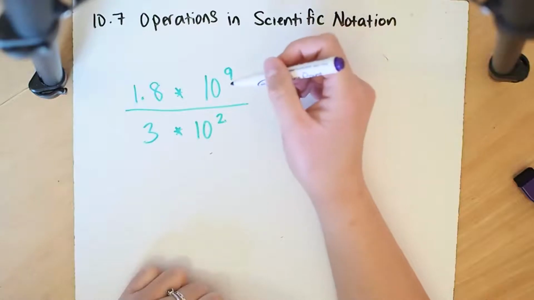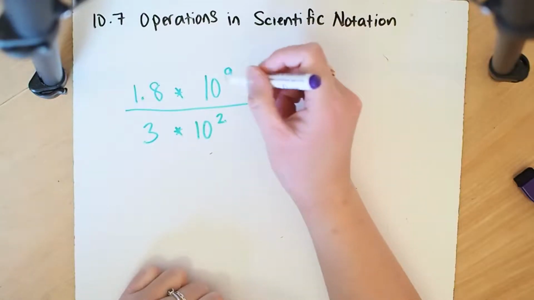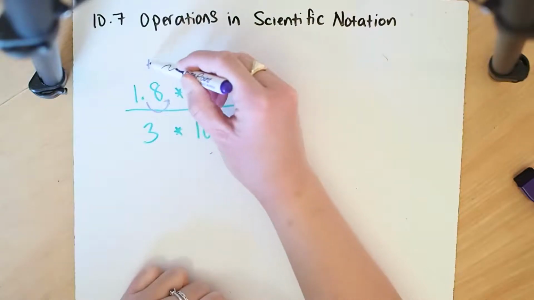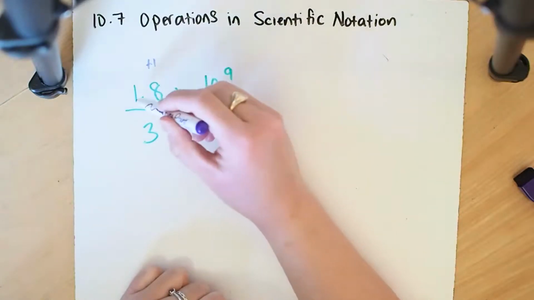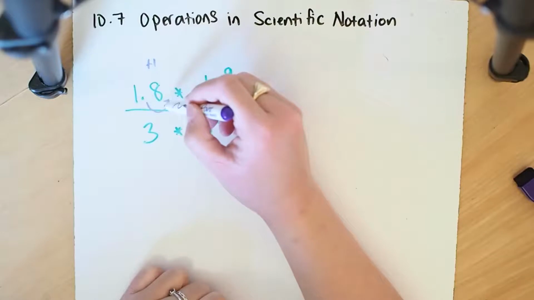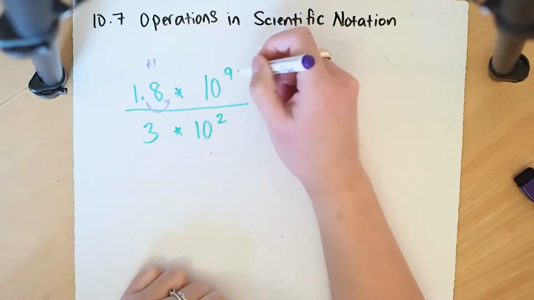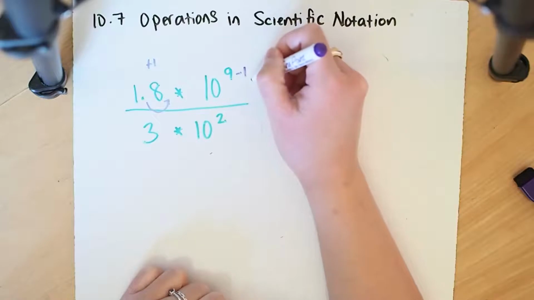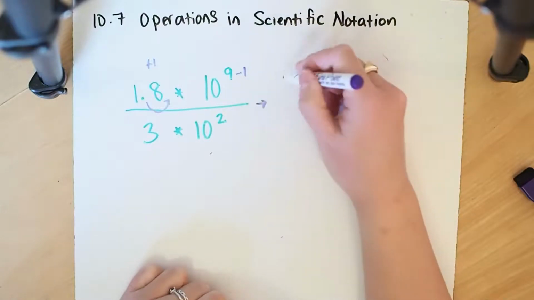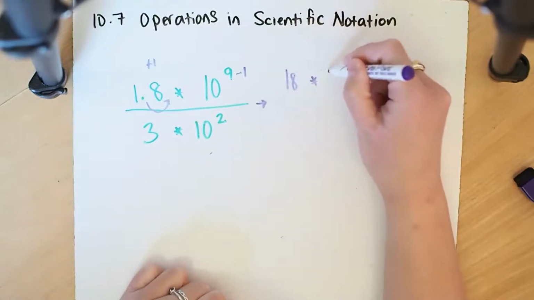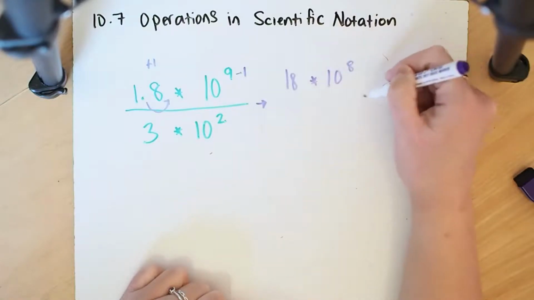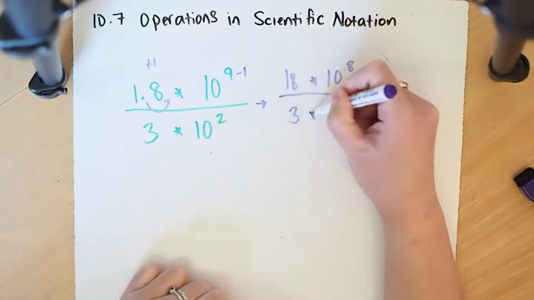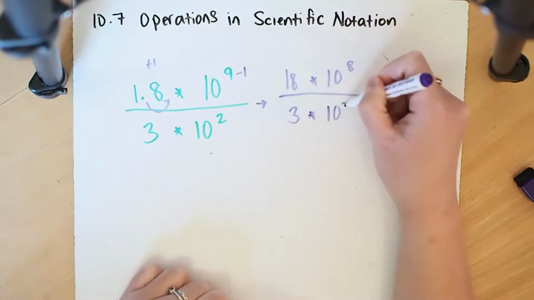Remember how I talked about increasing and decreasing factors and balancing both sides? If I make this larger by a factor of 10, so I go from 1.8 to 18, multiplying it by 10, then I have to balance the other side by subtracting 1 from the exponent. So I now have 18 times 10 to the 8th, which, you can see, is no longer in scientific notation, but it makes our work a lot easier, divided by 3 times 10 to the 2nd.